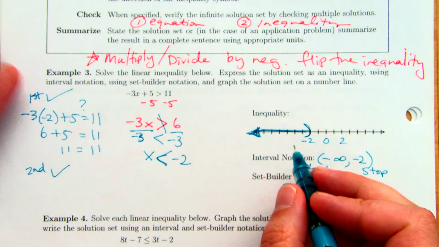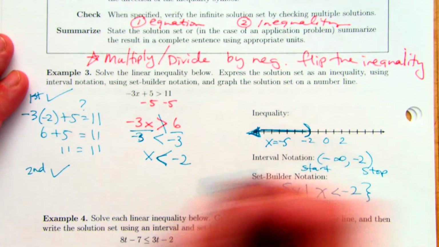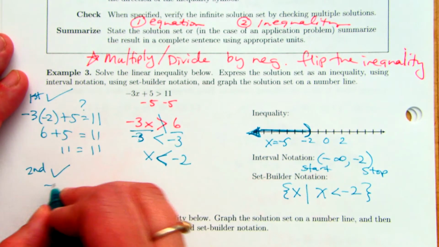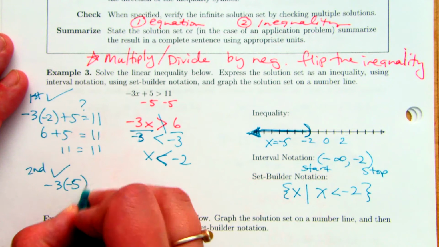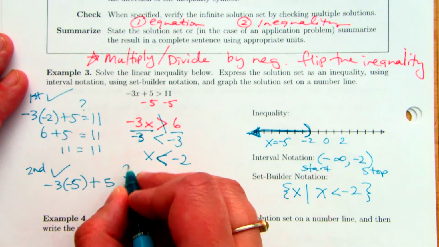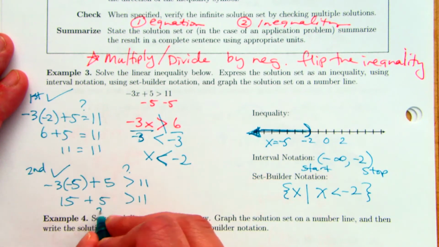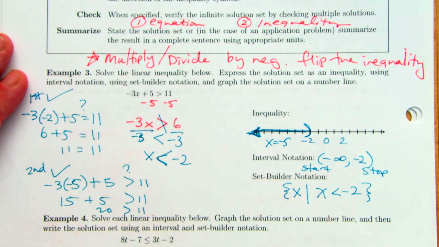right? So if I pick something like x equals -5, and I plug it in, I get -3 times -5 plus 5. Is it greater than 11? I don't know. 15 plus 5 is greater than 11. Yes, 20 is greater than 11. So that comes out true.